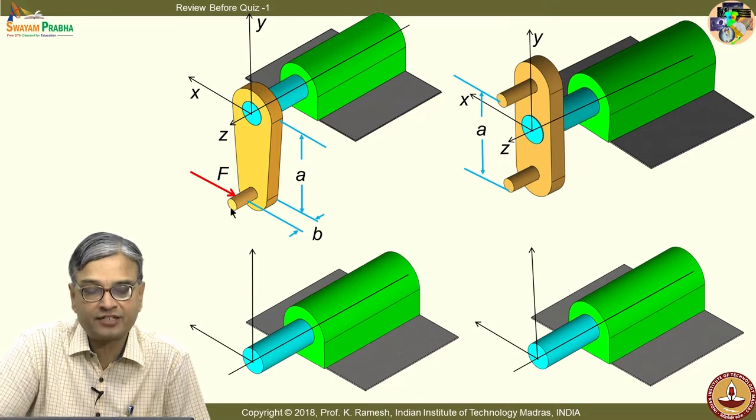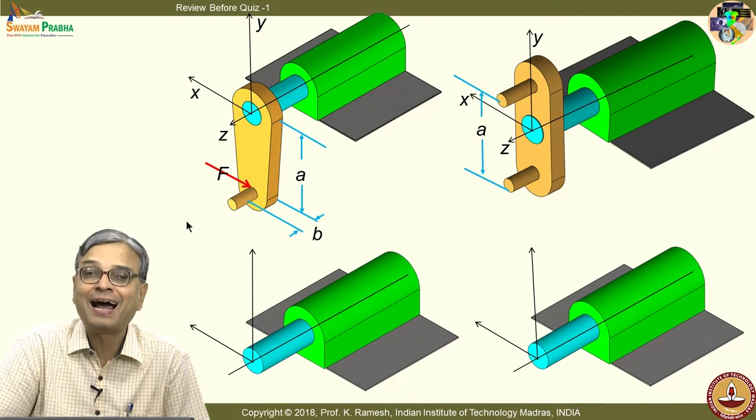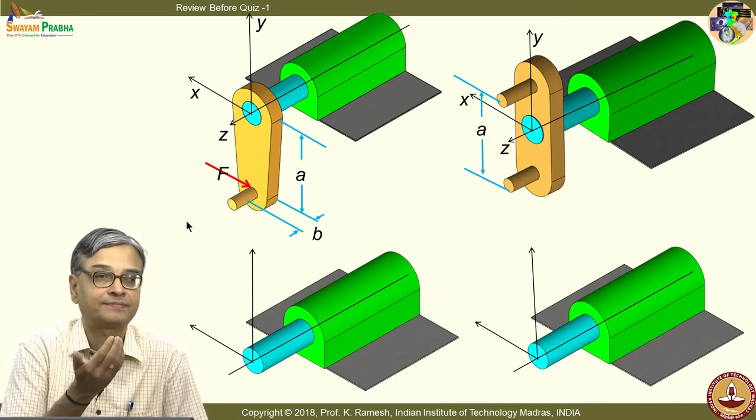Let us go in stages. I have the force acting at this point at a distance B away from the plane on which I want to find out its effect. I would move this force horizontally like this. We know I cannot move this force horizontally unless I have a couple.